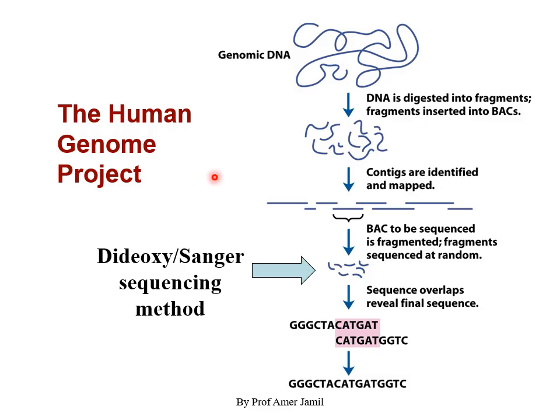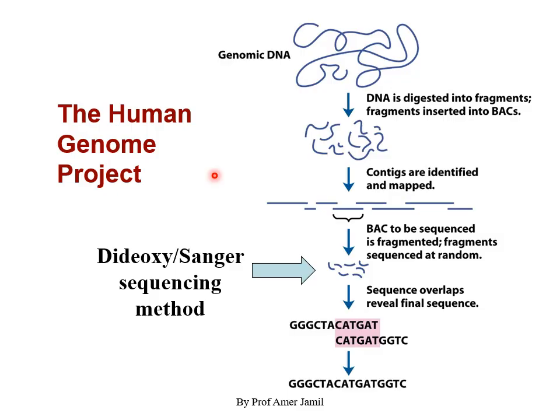So if you have the sequence of the whole human genome, and as I mentioned earlier, the size of the human genome is very, very large, it was very difficult to find out the whole human genome sequence. So in 1990, the National Institute of Health of the US and the Department of Energy jointly started this project, and different labs of the world collaborated.